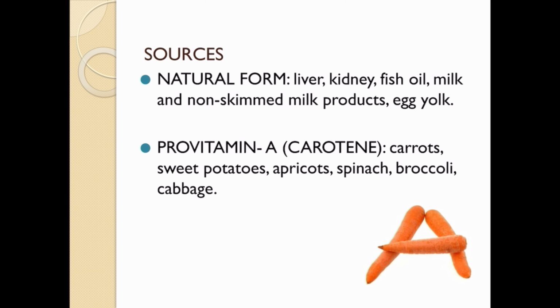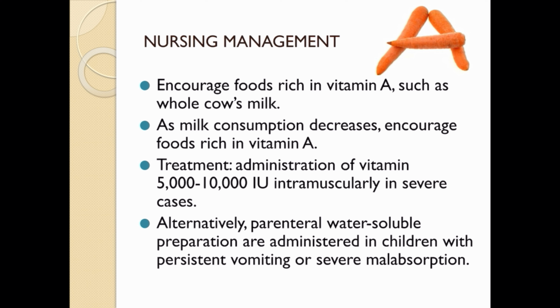The nursing management in case of vitamin A deficiency is to encourage foods that are rich in vitamin A, and as milk consumption decreases, encourage other foods rich in vitamin A. If the patient is not able to take milk in proper amount, encourage other food sources rich in vitamin A. Administration of vitamin A, that is 5,000 to 10,000 international units intramuscularly, is done in severe cases. Alternatively, parenteral water-soluble preparations are administered in children with persistent vomiting or severe malabsorption.